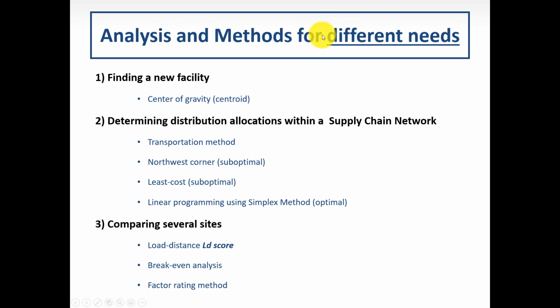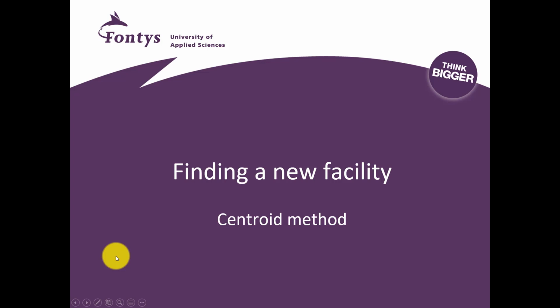All right, so we have a lot of methods for that. And again, here you have a list, and they are clustered by what they're trying to achieve. Today we're going to see center of gravity, or centroid, and that is for finding a new facility. Later on, we're going to review number 2 and number 3. Let me move on. Finding a new facility, the Centroid Method.